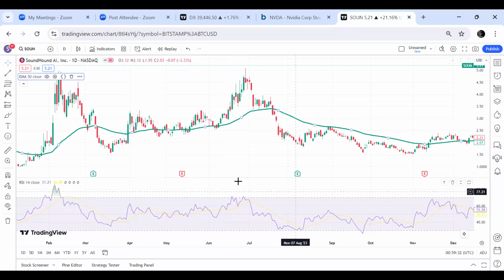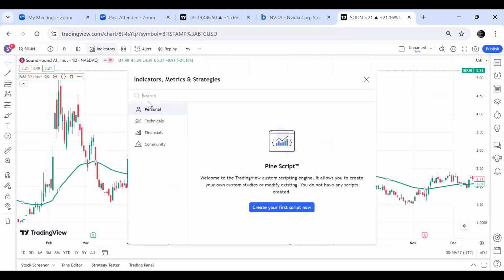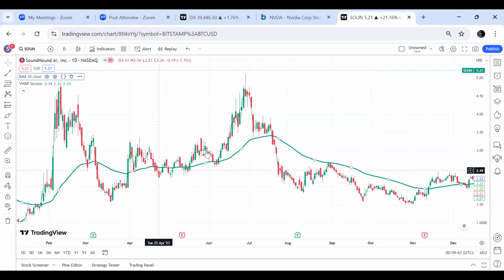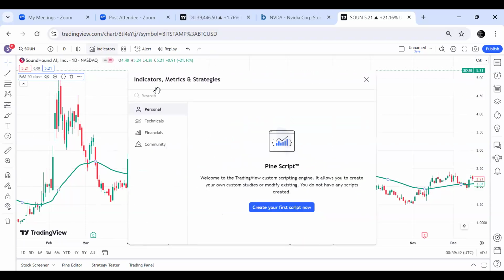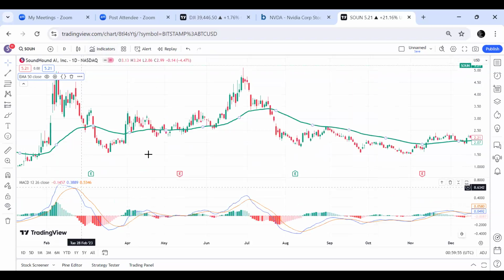Or you can check some other indicator like volume weighted moving average price, or simply MACD, moving average convergence divergence. It is a very good indicator. Here you can see I got a buy signal. So here I'm looking for a buy signal, and you can see here.